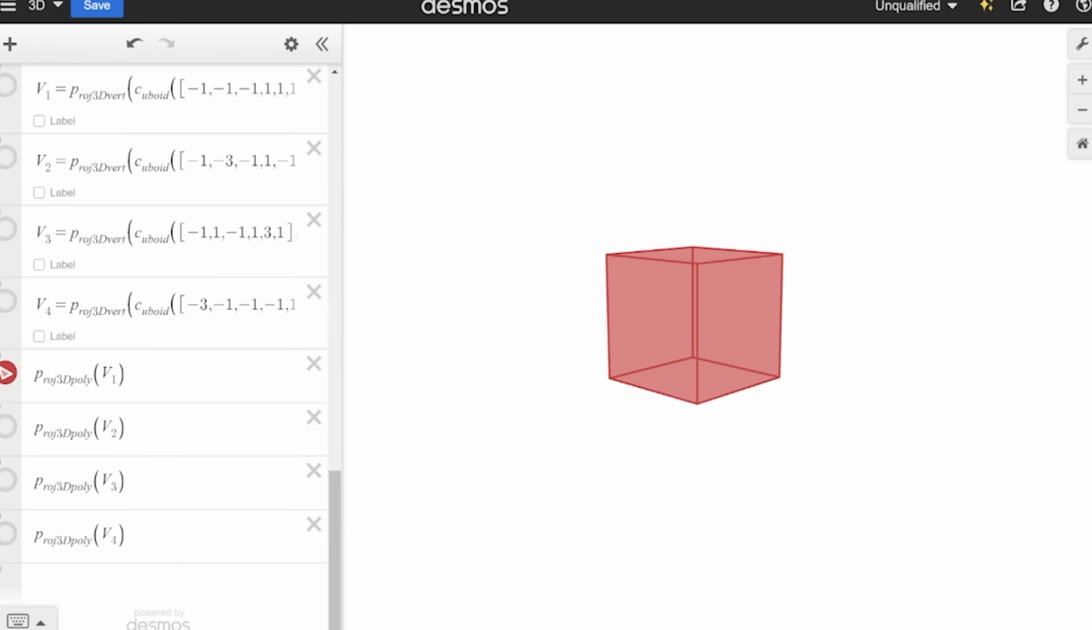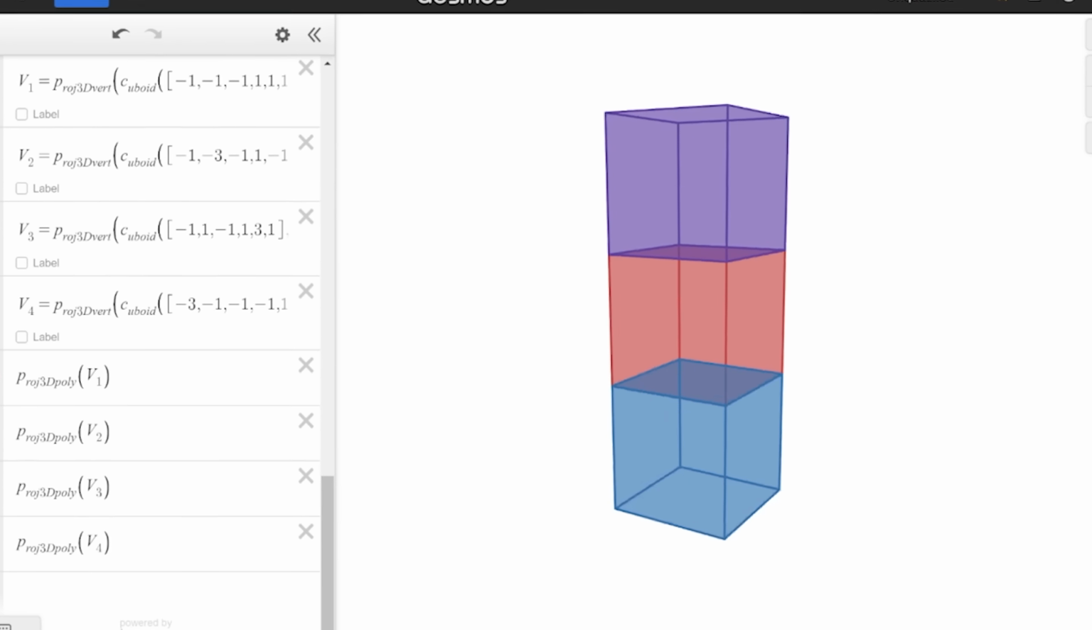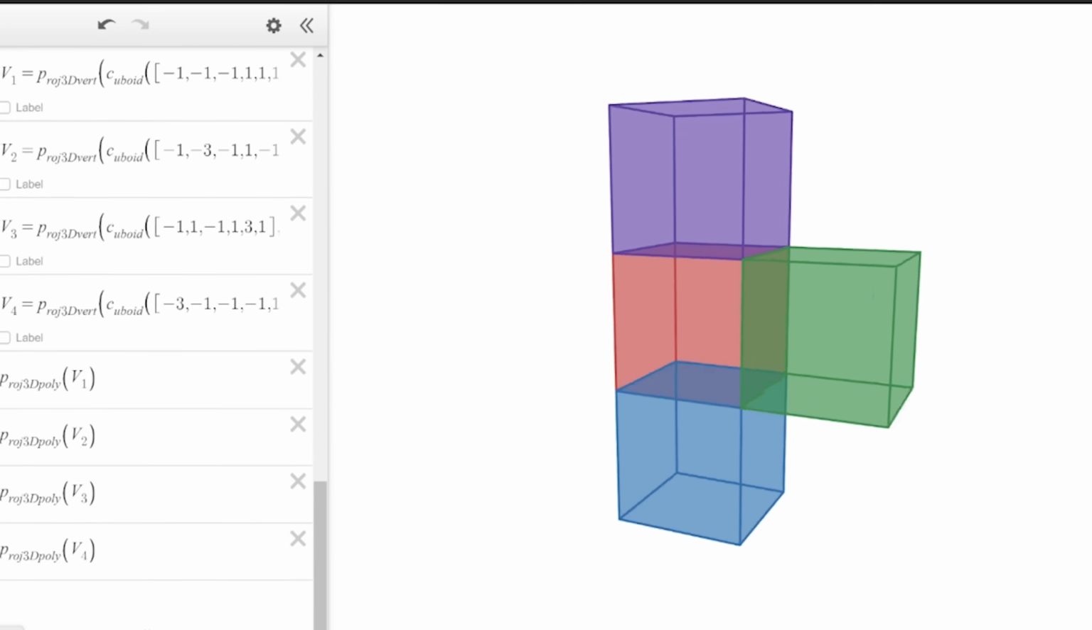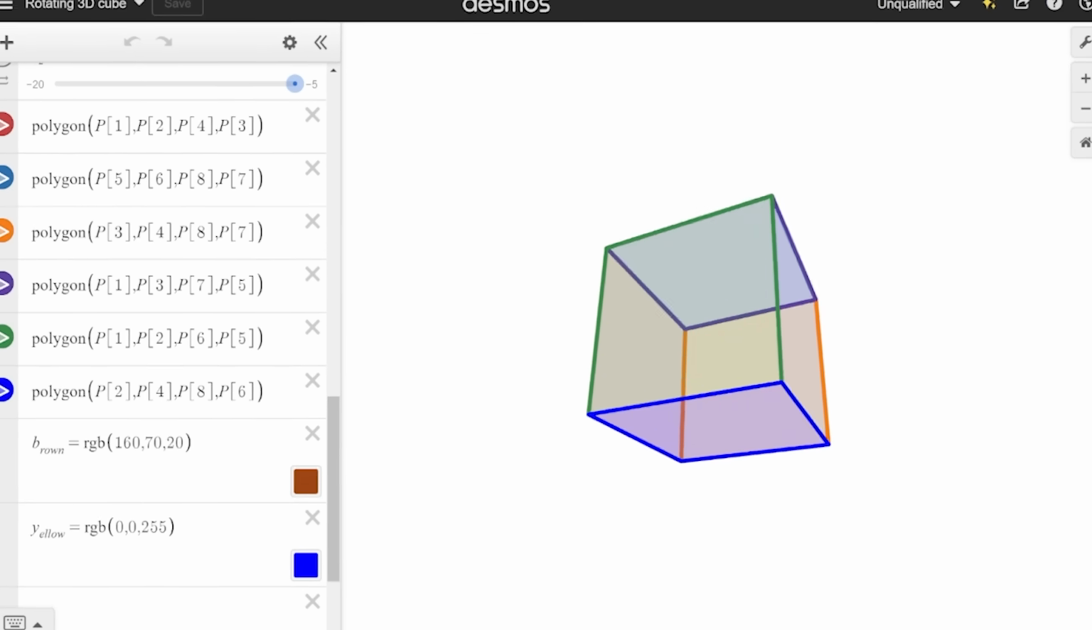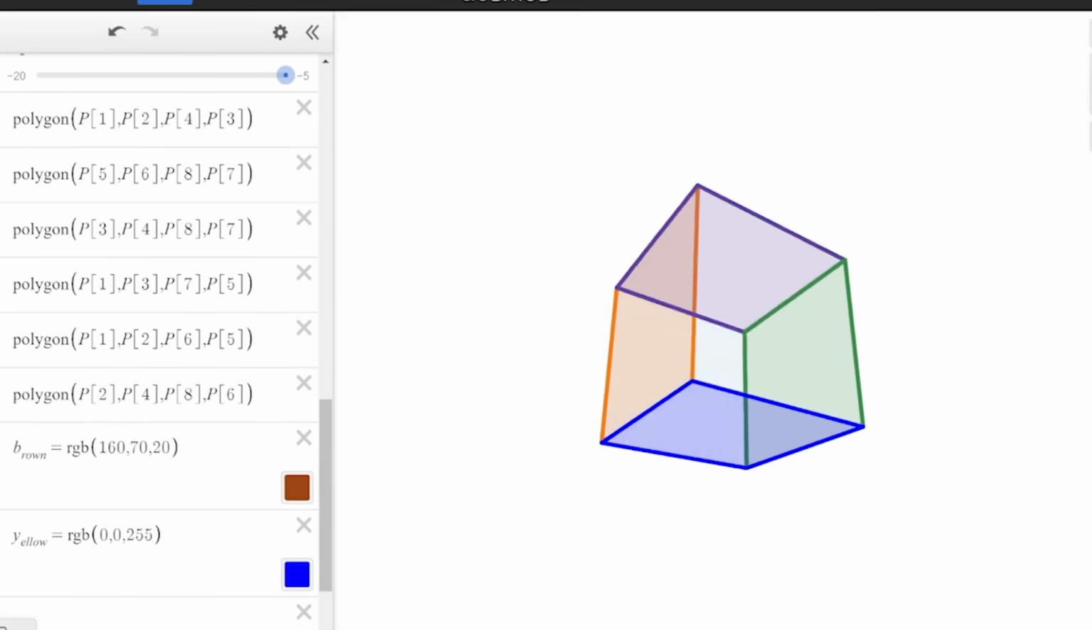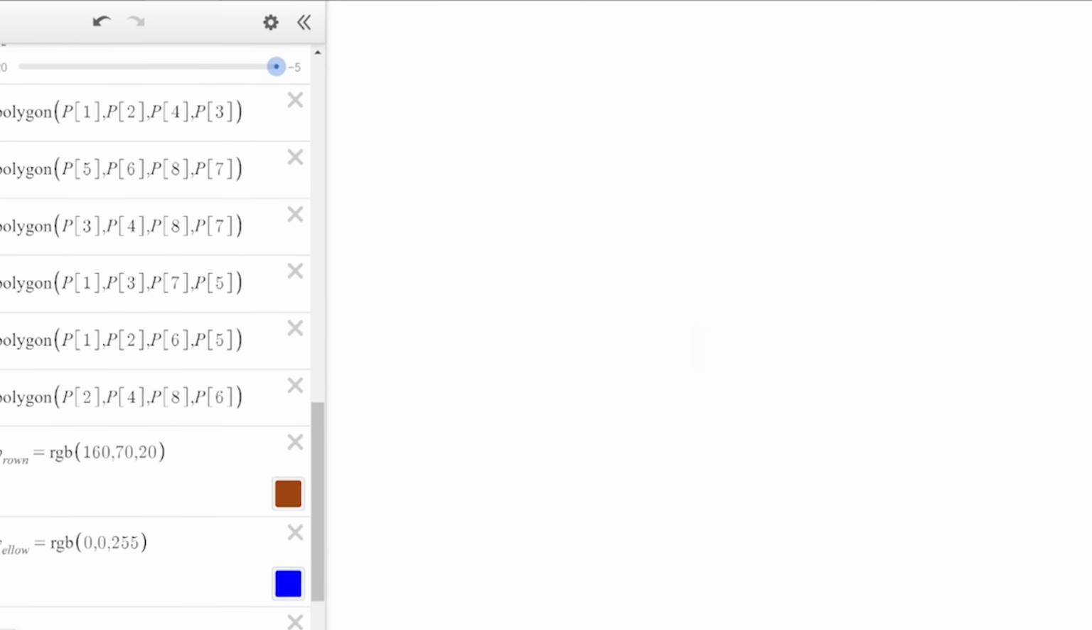But what if I want to look at more than just a cube? How about two cubes, three cubes, four cubes? Oh no, it's starting to lag. It's lagging because I'm plotting all the faces of the cubes, when we only really need to plot the faces facing towards us.